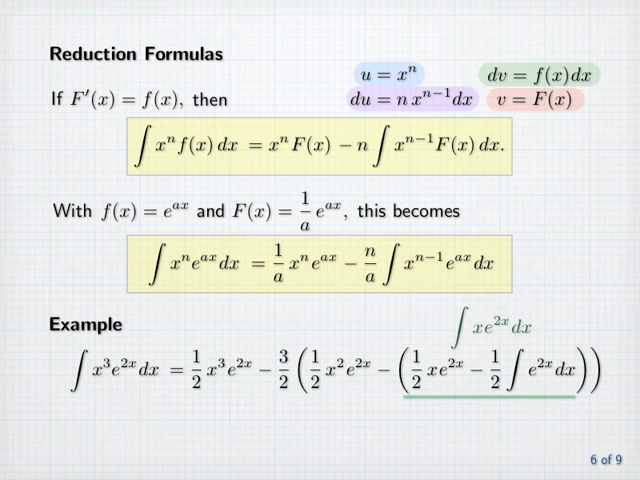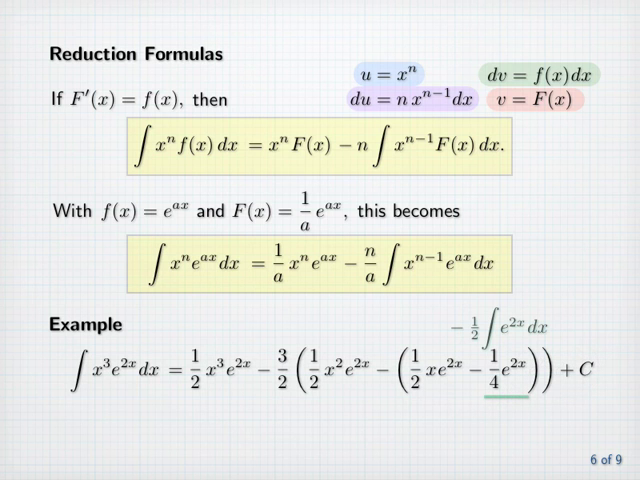Now finally we evaluate this integral. Minus 1/2 of the integral of e to the 2x dx is minus 1/2 e to the 2x divided by 2, or minus 1/4 e to the 2x plus c. Now let's remove all these parentheses and factor out 1/8. The result is 1/8 e to the 2x times the cubic polynomial 4x cubed minus 6x squared plus 6x minus 3, plus c.